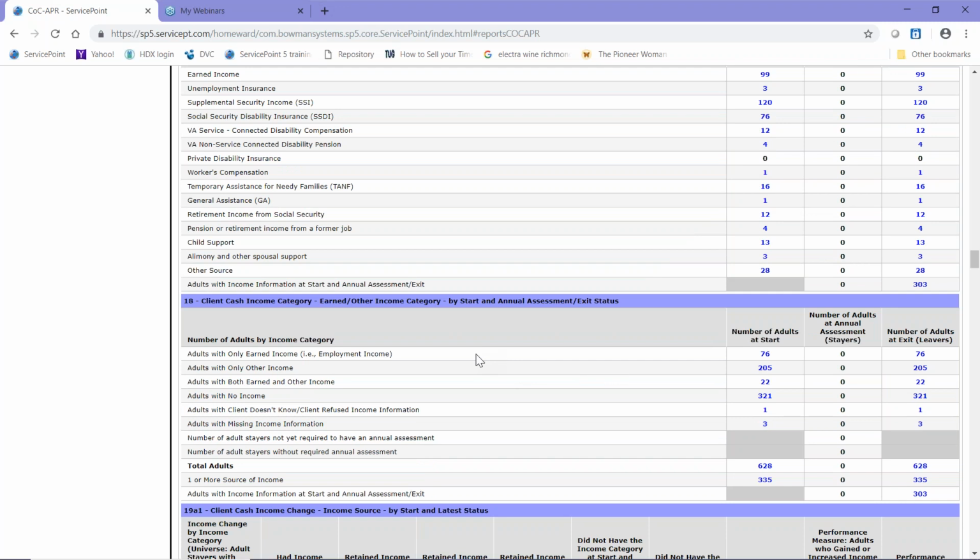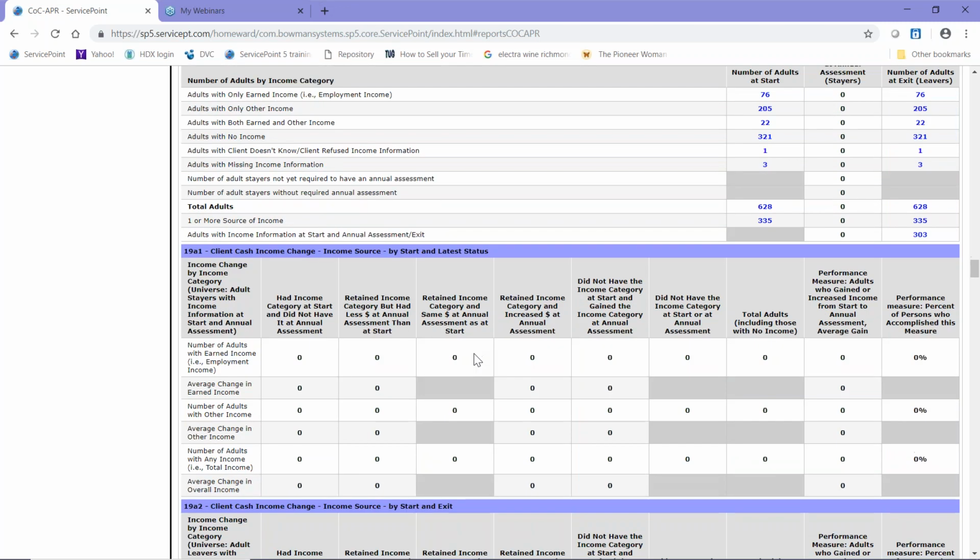So what we're looking at here is income change over time. So your client came in with no money and he left with money. So that's a positive outcome of gaining income. Or your client came in with money and left with the exact same money, okay? So looking at income over time. So you're either going to catch the income at entry and exit, or depending on the kind of project, you're going to catch your income at entry, update, annual assessment, and or exit. So it could happen at 4 different times depending on your project.